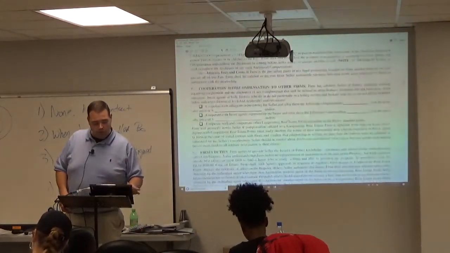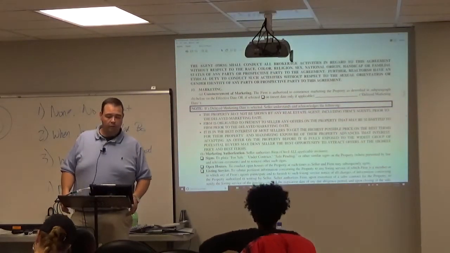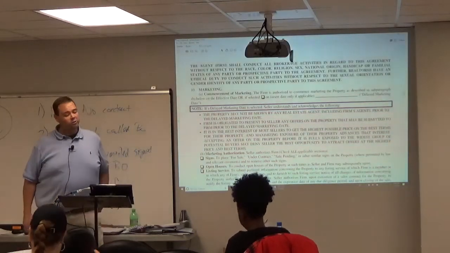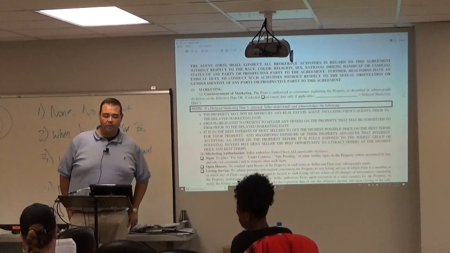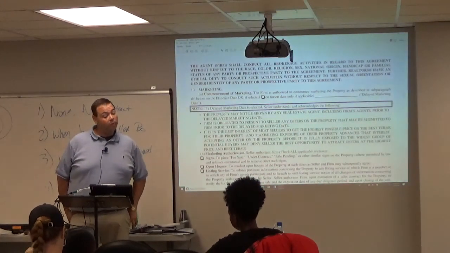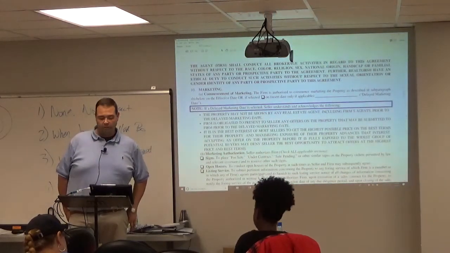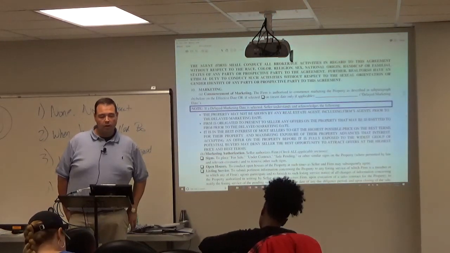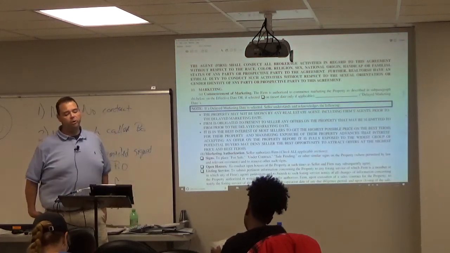It is on the top of page 4. On the top of page 4 it says, the agent shall conduct all brokerage activities in regard to this agreement without respect to the race, color, religion, sex, national origin, handicap, or familial status. And we said familial status means what? Children. Not families, but children of any party or prospective party to the agreement.